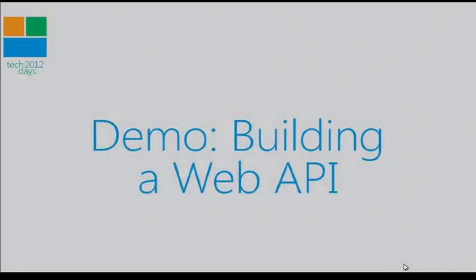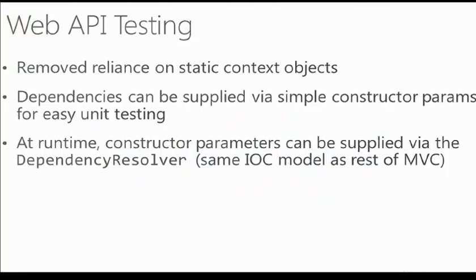Last 3 minutes. Testing. How many people here do unit testing? How many people here hate mocking and faking things out? Good news about the web API work is we've removed dependencies on static context objects. So it's really easy to unit test. You can now supply all of your parameters with simple parameter types in the constructor. There's no need to actually mock anything anymore. You can just say, create a request message, give it to us, take the response message, and assert it.